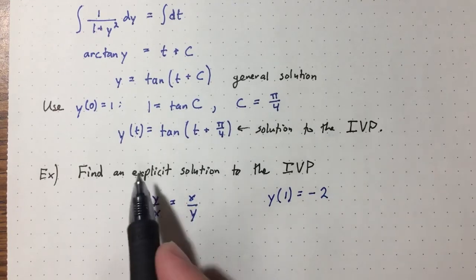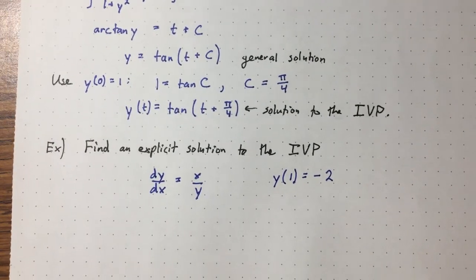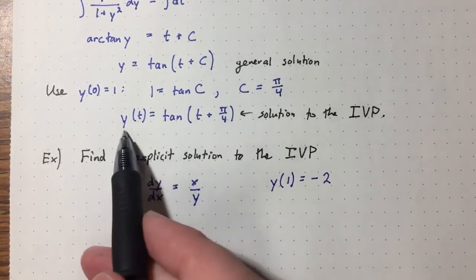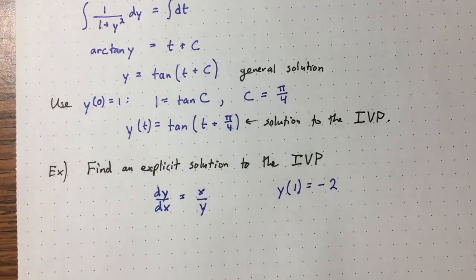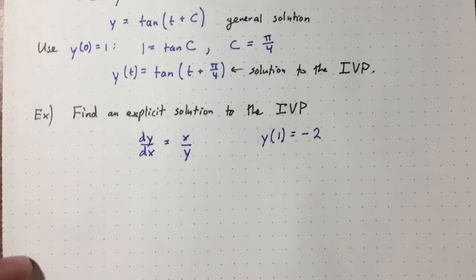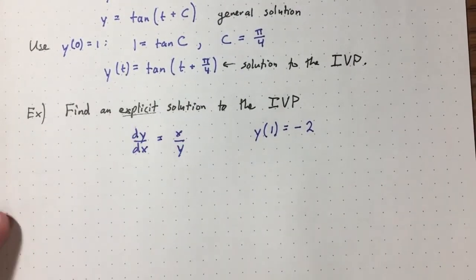And what do I mean by an explicit solution? Well, I just mean a solution like this. That's a function that's solved for y, essentially. Right? So we have y equals just some function of x. That's an explicit solution.